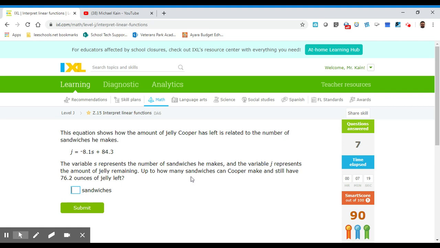Okay. Up to how many sandwiches can Cooper make and still have 76.2 ounces of jelly left? J represents the amount of jelly remaining, right? So we're going to plug in our 76.2 where the J is, and then we're going to solve it using algebra. So remember, this goes right where the J is. So let's do that. 76.2 equals, I know that's a lame 7. I'm sorry. This tablet's tough to write with. Negative 8.1 S plus 84.3.